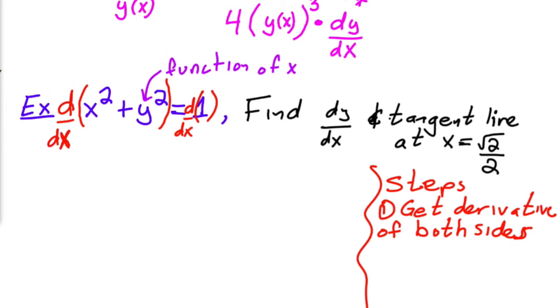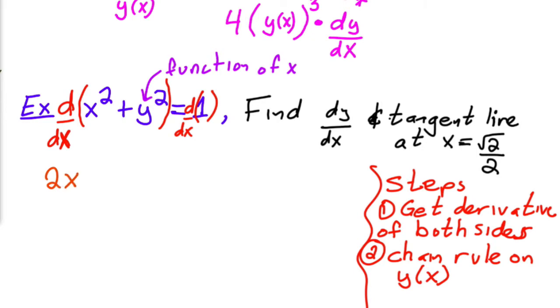So step 2, you need to remember that you need to do the chain rule on y, and I'm going to emphasize y of x. Even though it's not written as y of x right here, we know it's a function of x. So we get the derivative of x squared. The derivative of x squared is just 2x, and that's it.